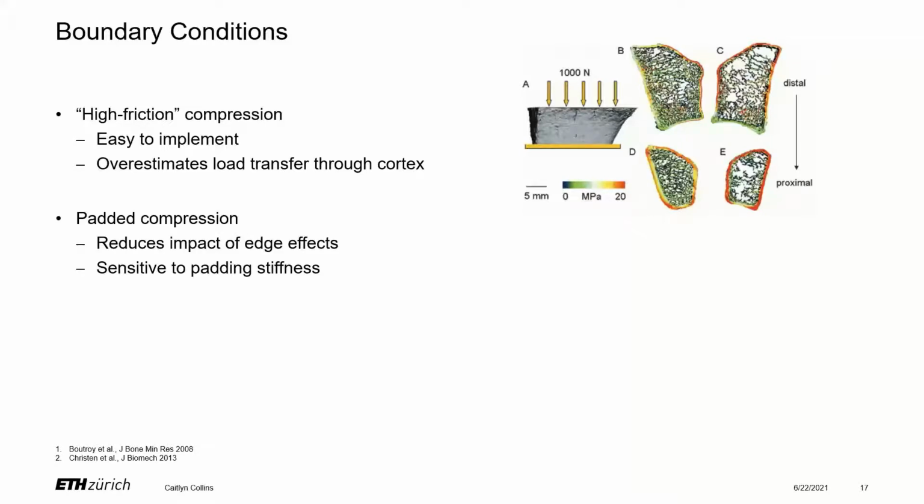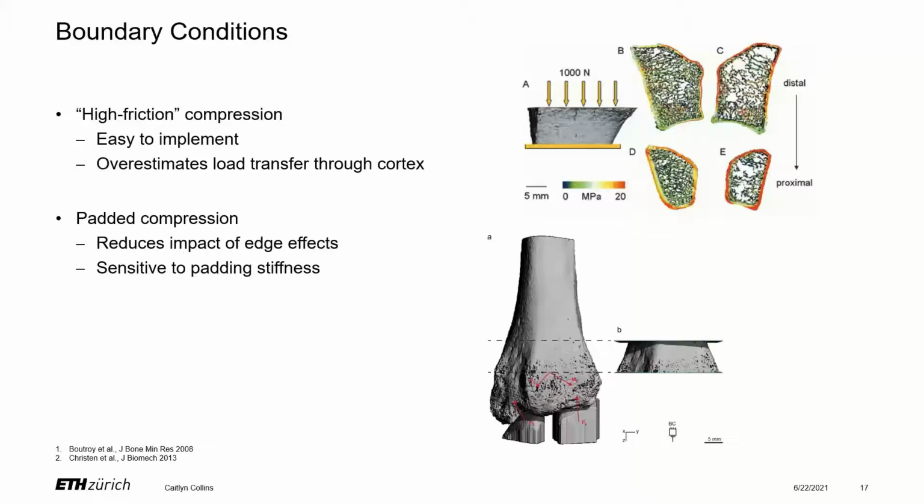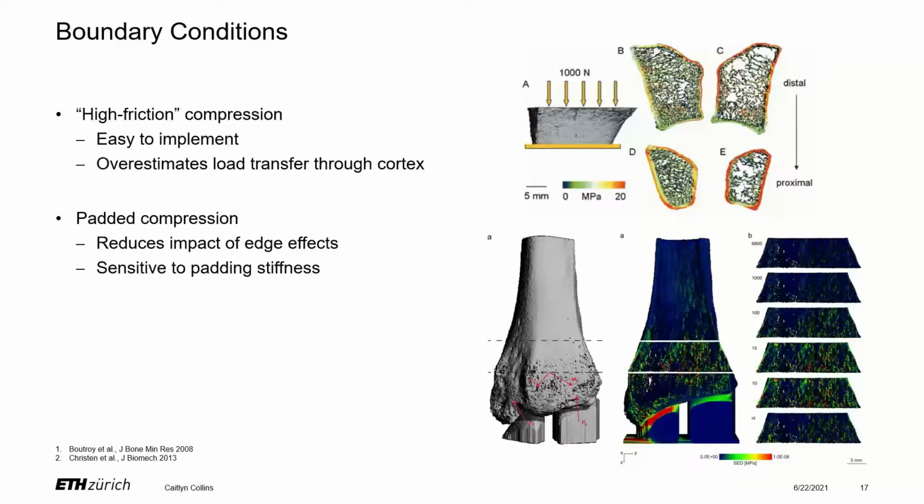Another strategy is what's referred to as padded compression. This essentially was developed in order to try to reduce the issues with end effects by, rather than applying a loading directly on the nodes, using a boundary layer with different levels of stiffness to try and match in vivo loading that was observed in a full radius.